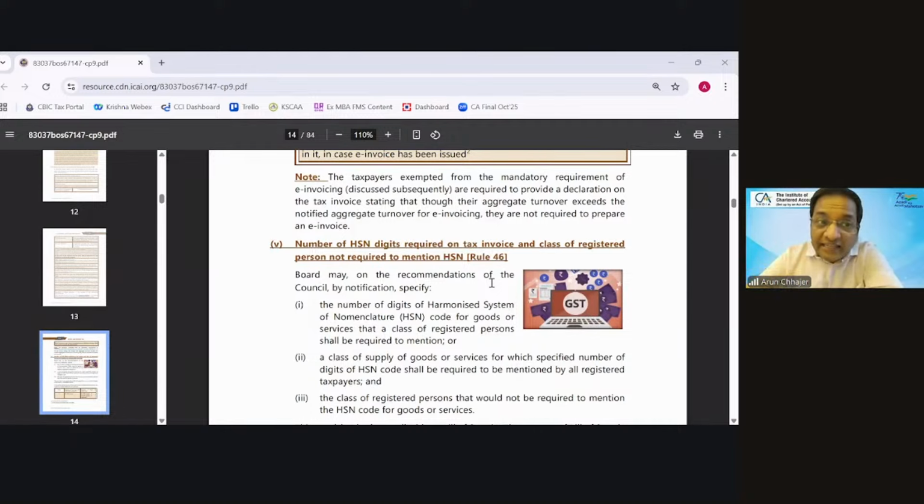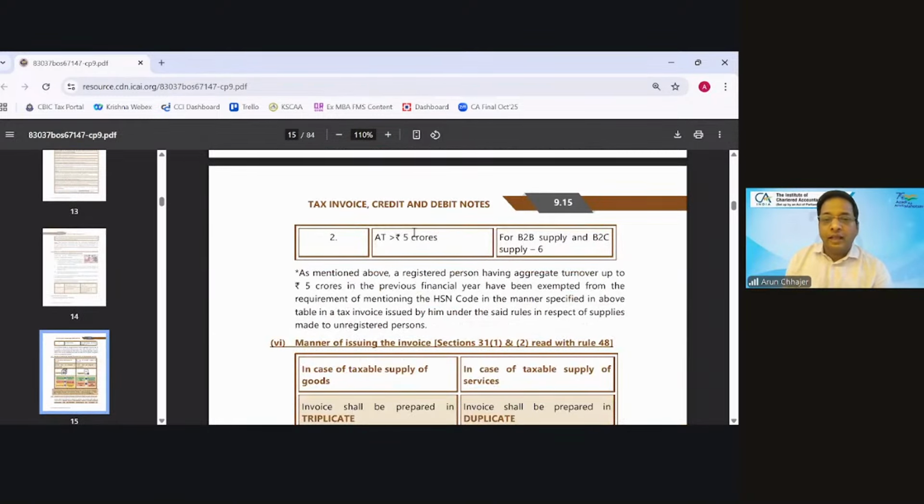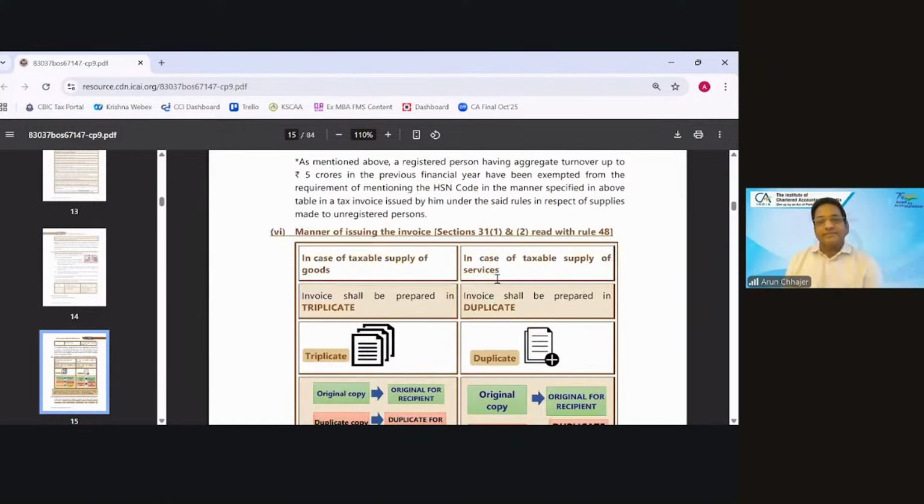Now, in case it is up to 5 crore, then B2C is optional. If up to 5 crore in the preceding financial year, then I can say B2B 4-digit, B2C 4-digit. But B2C is optional. You may choose not to report the same. That is okay. And for more than 5 crore, whether B2B or B2C, it is always 6-digit.